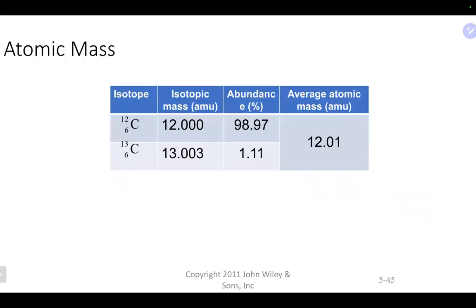So let's take a look at carbon, and we have our 2 isotopes of carbon. This is the carbon-12 isotope, and this is the carbon-13 isotope. For the most part, the carbon-12 isotope occurs about 99% of the time, and the carbon-13 isotope occurs about 1.1% of the time. The carbon-12 isotope has a mass of 12, and the carbon-13 isotope has a mass of 13.003.